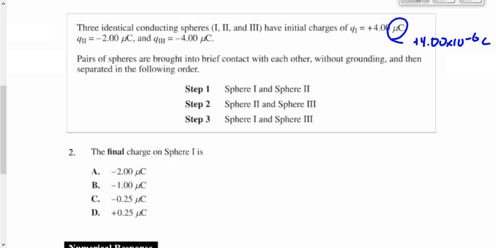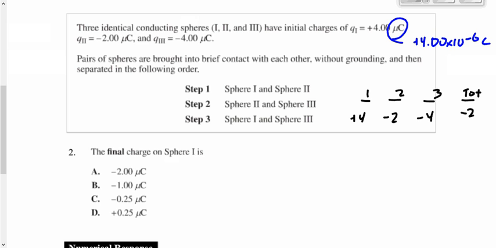So we're touching one sphere to another, and so on. This is like that table example I gave you, right? We've got sphere 1, sphere 2, sphere 3, and we'll make this the total. We start off as 4, -2, and -4. Add those up, and it gives me -2.